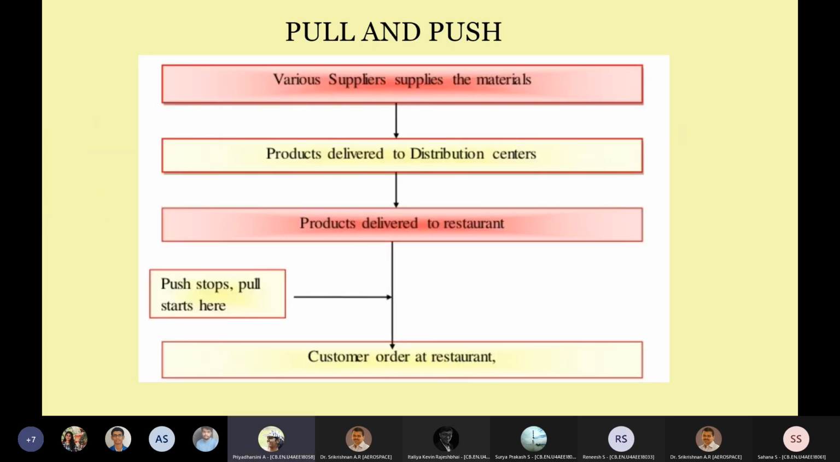Next slide. So this is the pull and push. It is basically pushing and pulling marketing in any business which starts. So it starts with the suppliers, where it supplies the materials, and then the product delivered to the distribution centers, and then to the restaurant, and then the customer orders at the restaurant. Push and pull is nothing but during pushing a brand is in front of the audience, and pulling market, on the other hand, means that it's a strategy that naturally draws the customer interest to our brand. Next slide.